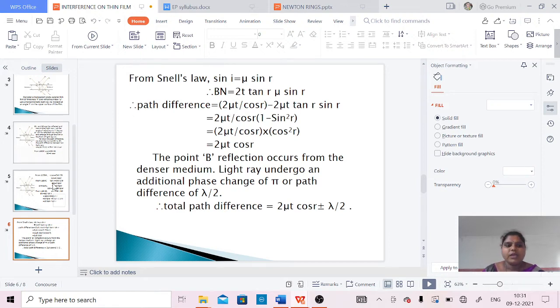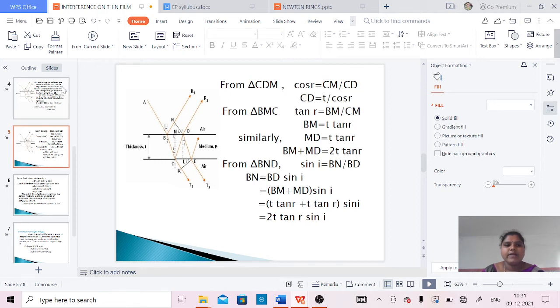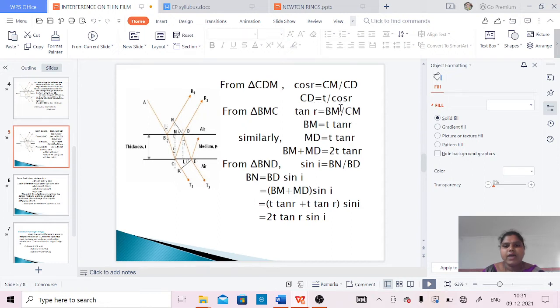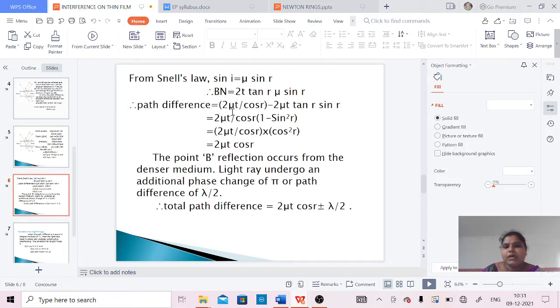In this slide we have the BC value, and in the next slide we have the CD value. Now the path difference is BC plus CD in the film, so 2 mu t by cos r, minus BN, the path in air. So the total becomes 2 mu t cos r into 1 minus sin square r. And 1 minus sin square r we can write as cos square r. So finally we get the path difference 2 mu t cos r.